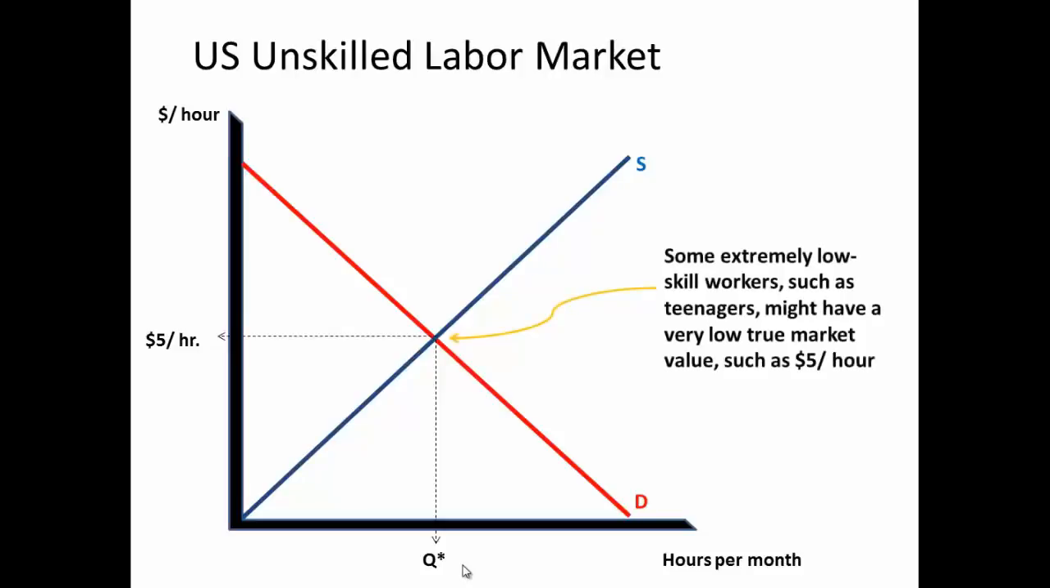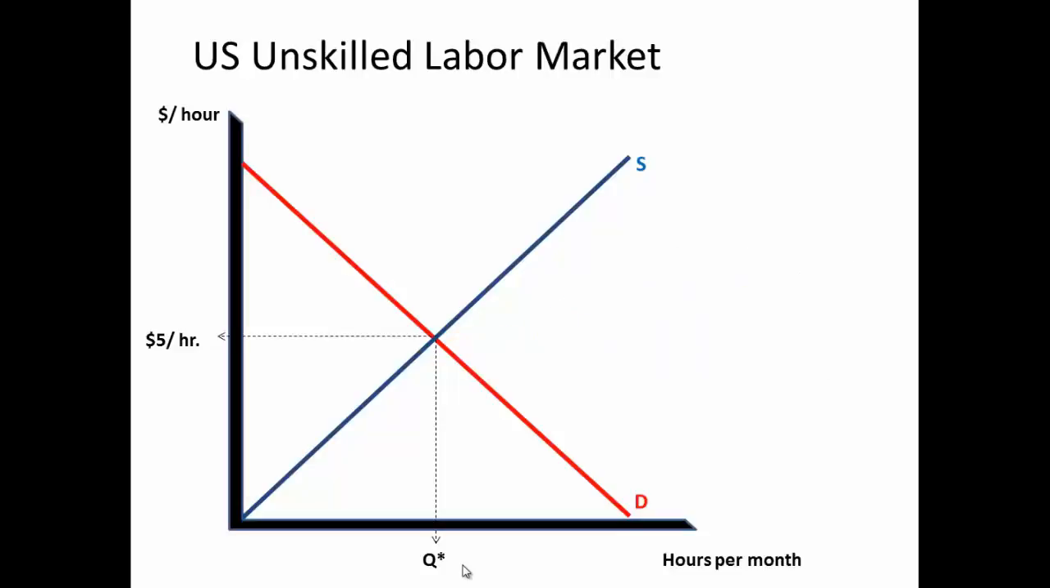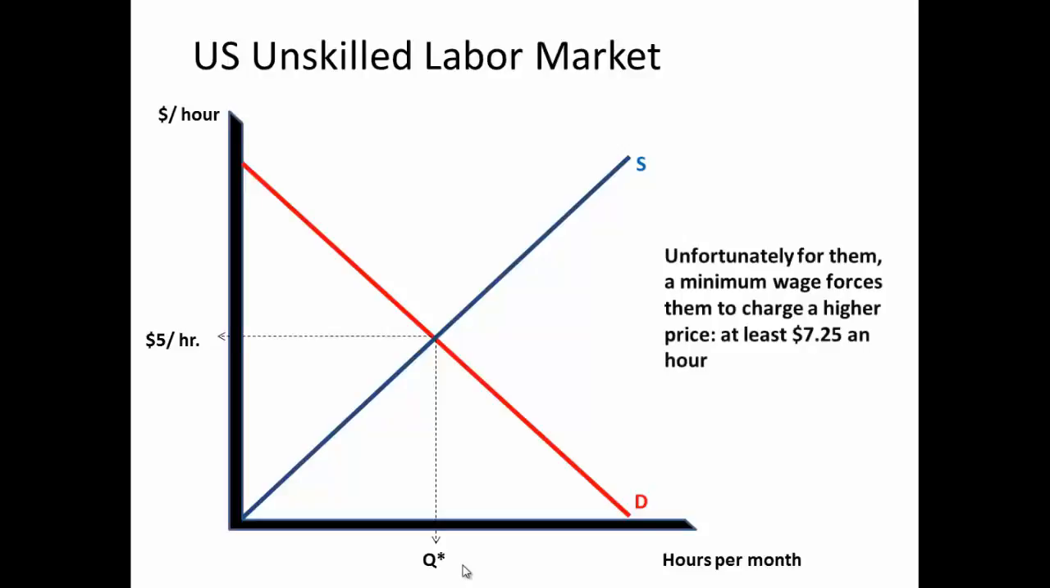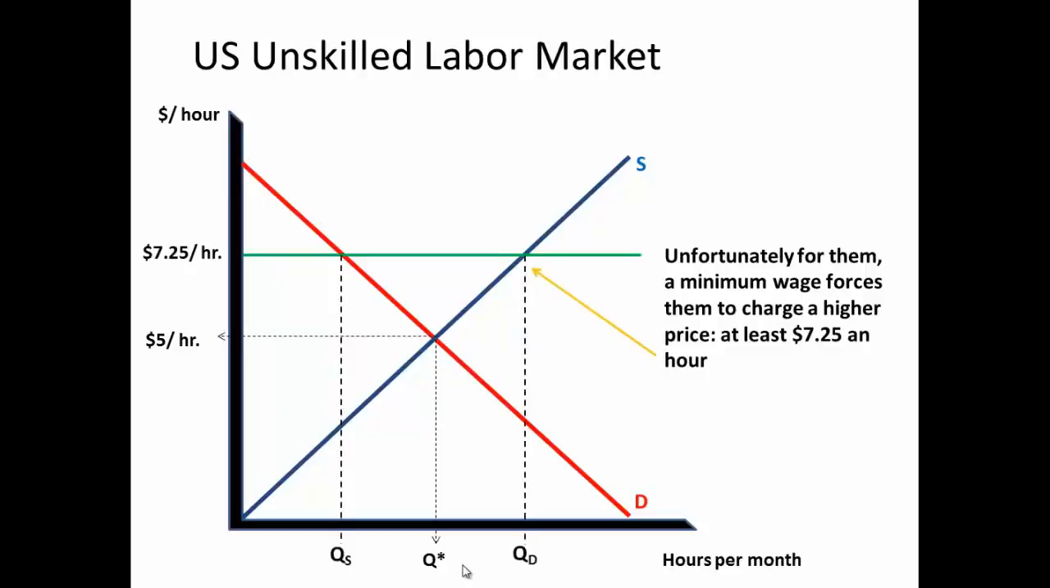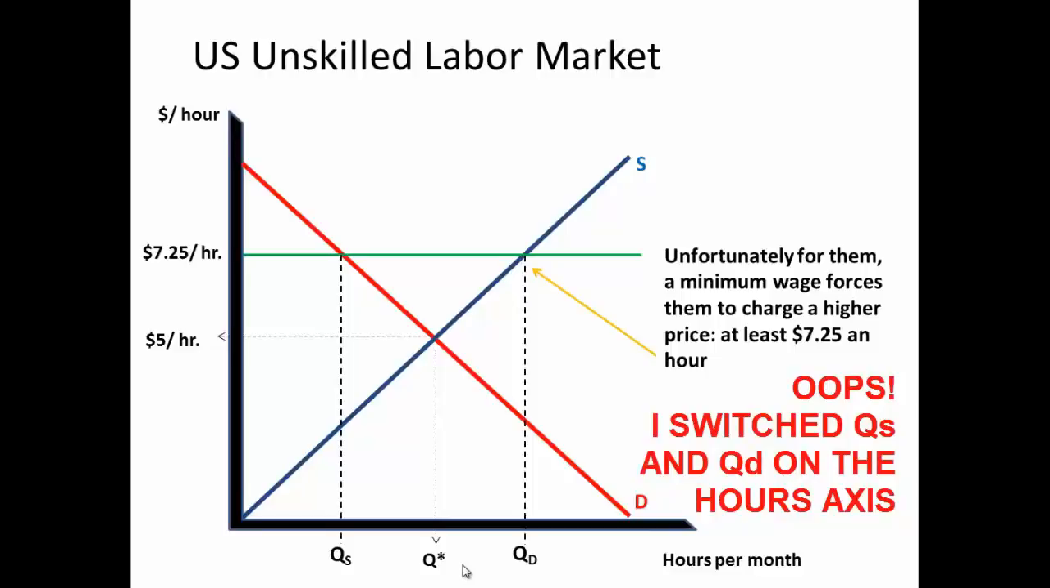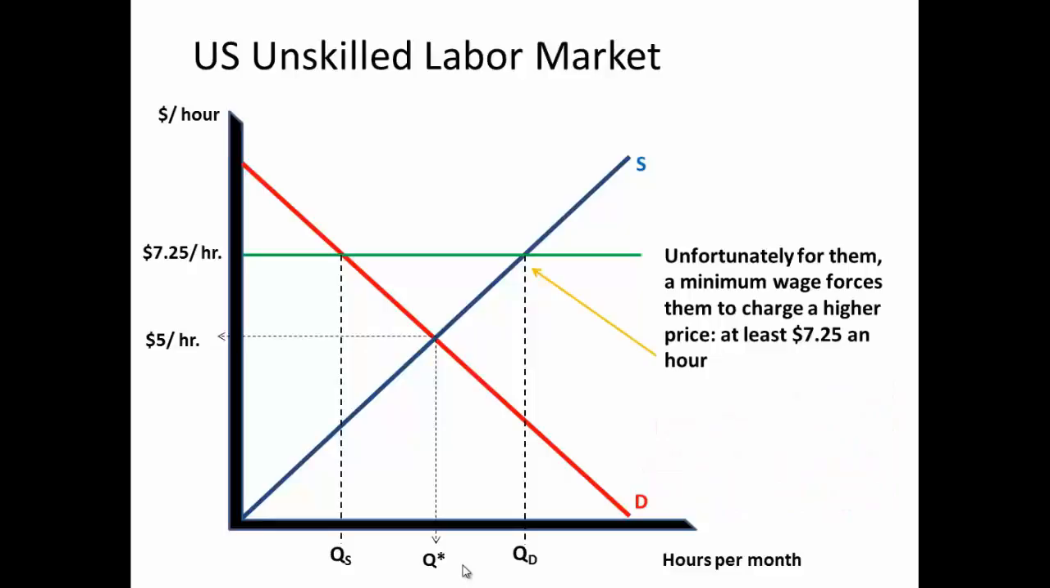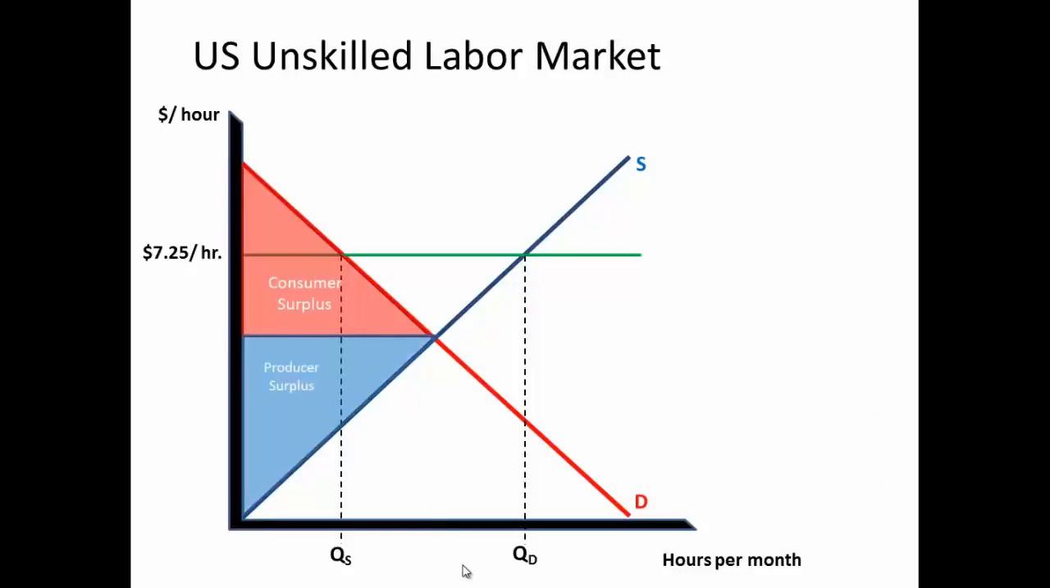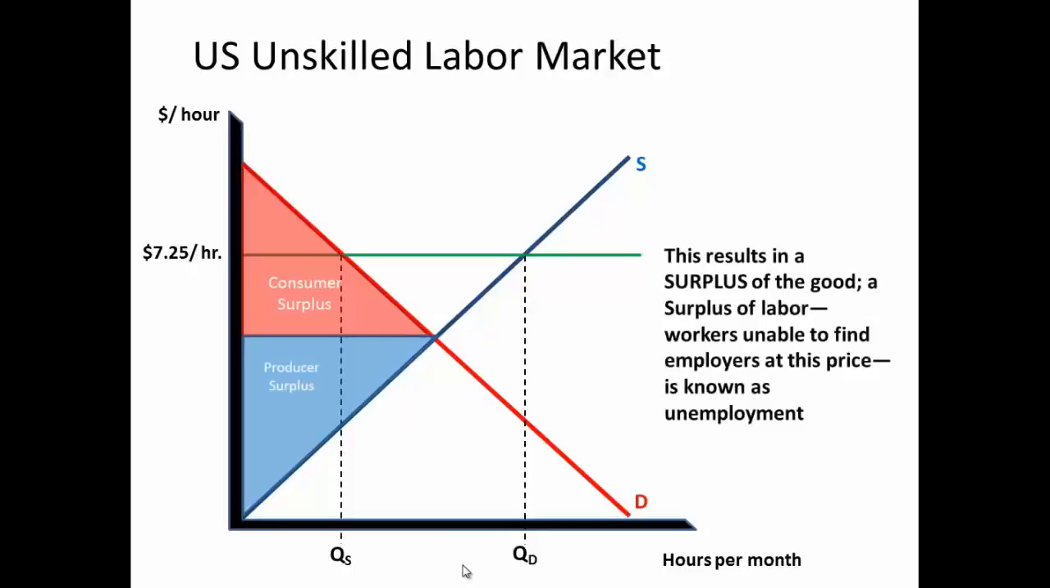Okay. There are some workers out there with very little skill and experience who might only have a true market value of, say, $5 an hour. For these workers, the minimum wage is going to force them to charge a price that's higher than they're worth, at least $7.25 an hour. At this higher price, the quantity supplied by the young workers is going to be much larger than the quantity demanded by companies who might be willing to hire them. This generates a surplus of the good, and again, a surplus of labor is known as unemployment.